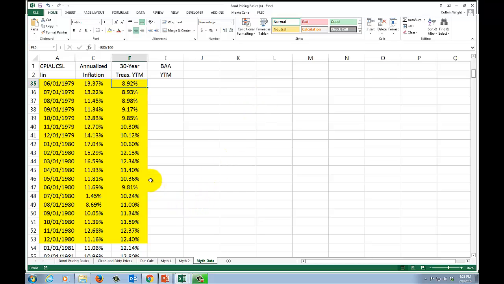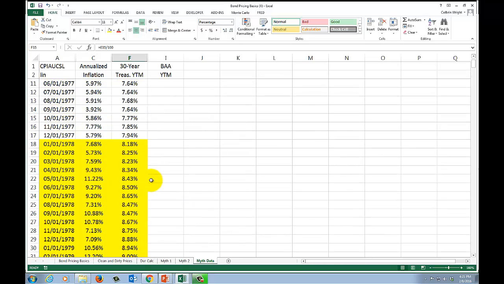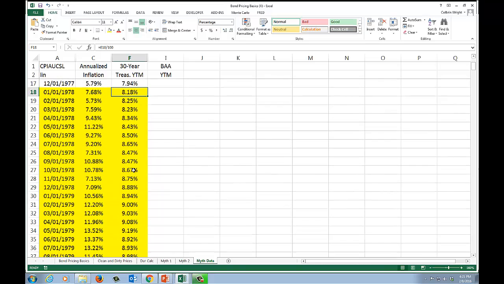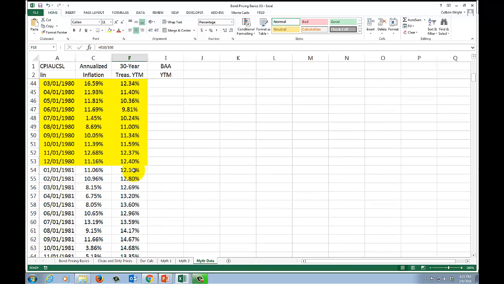Well, I want to ask myself this question. What if I bought a 30-year treasury bond on this date when the yield to maturity was at 8.18%, and then I held it for 3 years, and I sold it on this date when the yield was 12.4%?